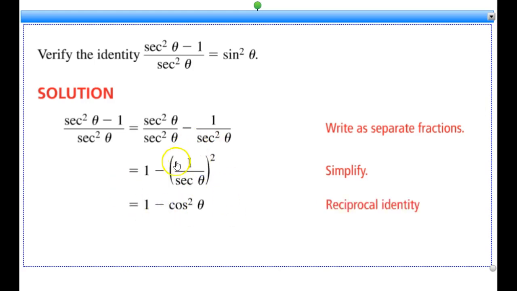So now I know that this is the reciprocal identity, because 1 divided by secant is cosine. So now I have 1 minus cosine squared. Well, this I recognize from the Pythagorean identity is sine squared. So I can use the different identities to get me where I need to go.